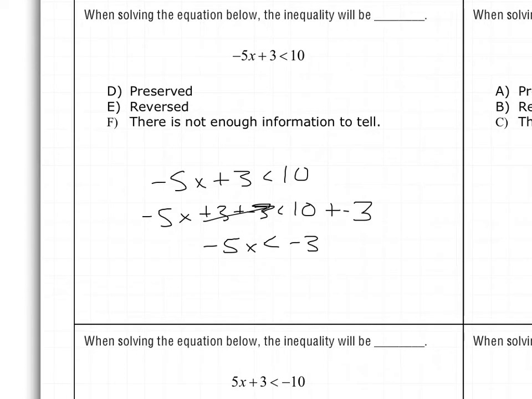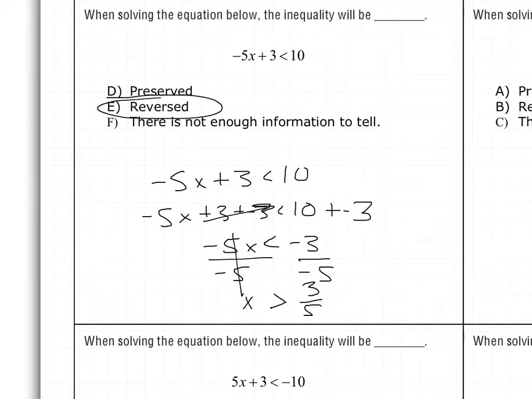So here we can see that -5 divided by -5. Now, I've divided both sides by a negative. That's one of our indicators. A multiplication or division by a negative is going to cause us to reverse the inequality symbol. So here we're going to get x is greater than 3/5, and this is going to be reversed.